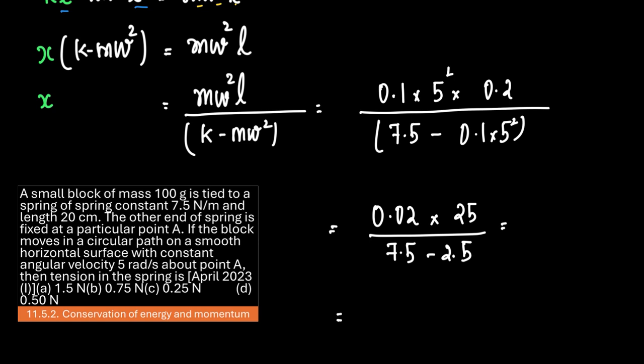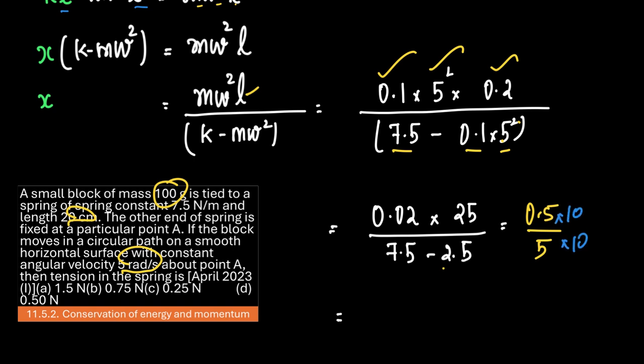Now, with reference to the given question here, what's the value of m? The value of m is 100 gram, 0.1. Angular velocity is 5 rad per second, 5 square. Length of the spring is 20 centimeter, 0.2. The denominator is 7.5 minus 0.1 into 5 square. So 5 square is 25. 25 into 0.1 is 2.5. So this becomes 7.5 minus 2.5, which is 5. The numerator, 25 into 0.02, becomes 0.5. Multiplying by 10 on both numerator and denominator, what we get is 5 by 50, which is equal to 1 by 10, which is equal to 0.1. Therefore, X is equal to 0.1.